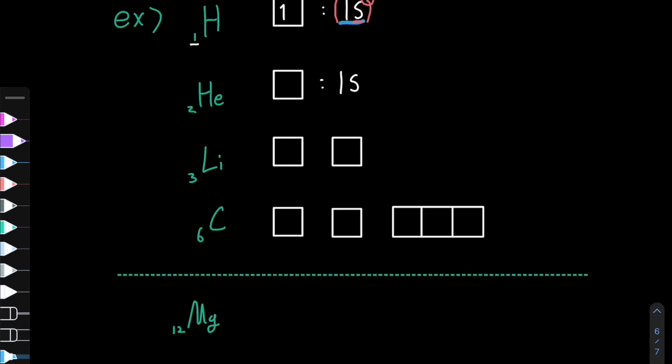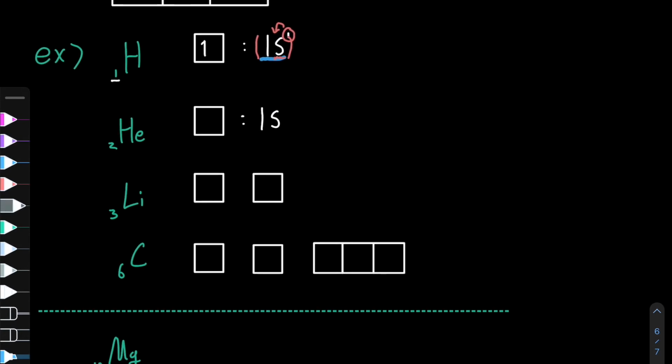But helium, on the other hand, has 2 electrons, so there will be 2 electrons instead of 1 as in hydrogen. And since there is still only 1 box of 1s, it would be drawn as such.